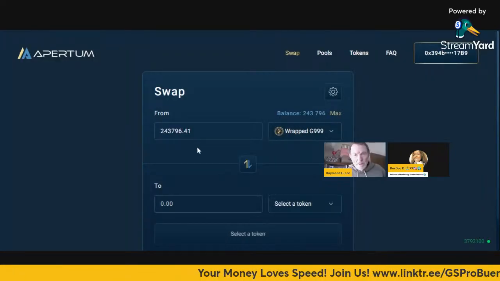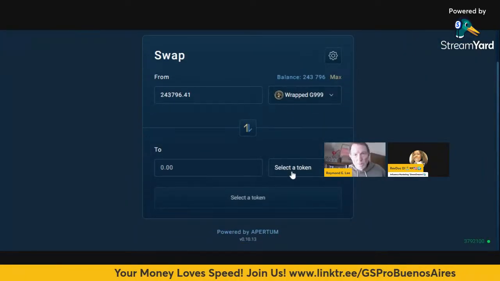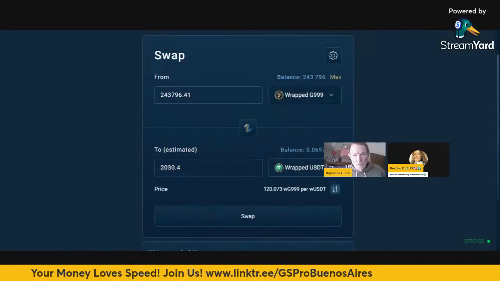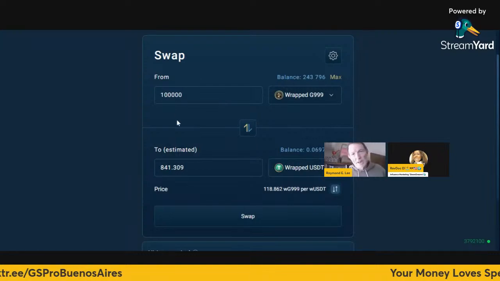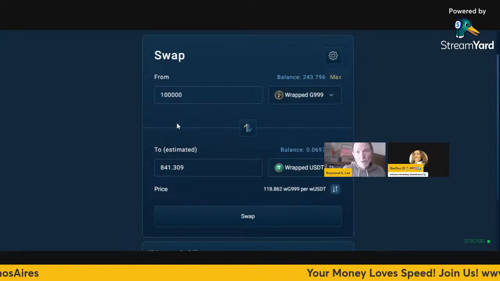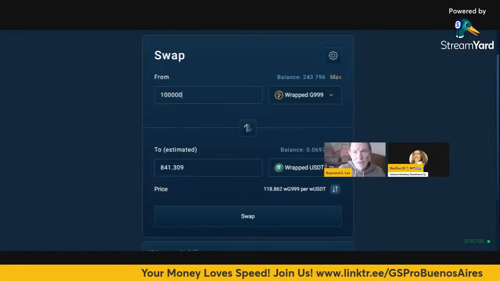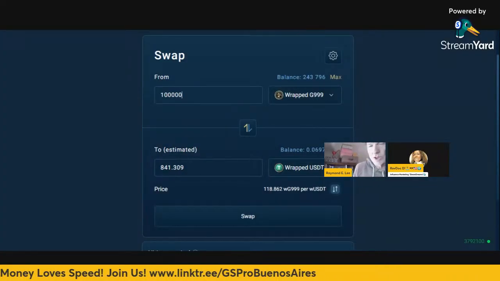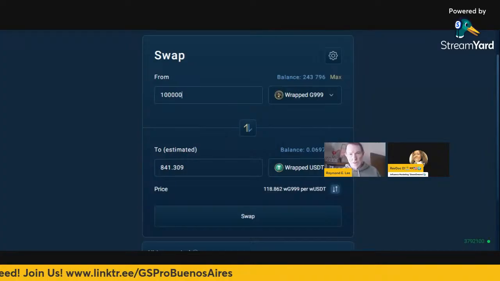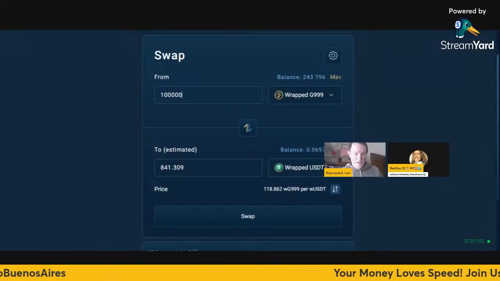We plonk that in there and we say we want to swap it for USDT. Let's say we do. So it's going to give us $841 for those 100,000 wrapped G999. And let's just do a quick calculation here. I've got my calculator handy.